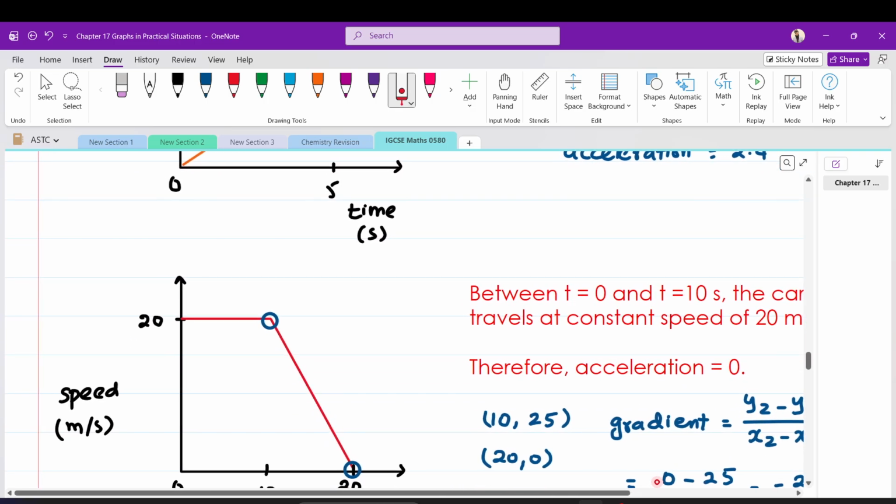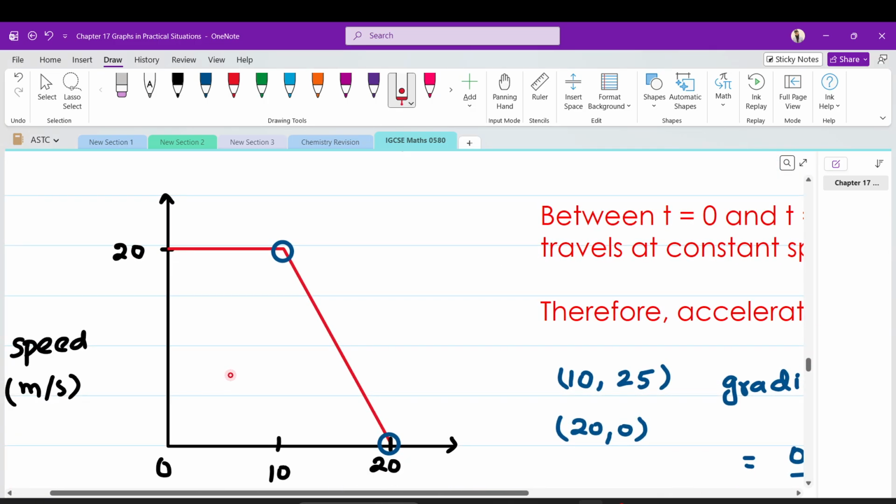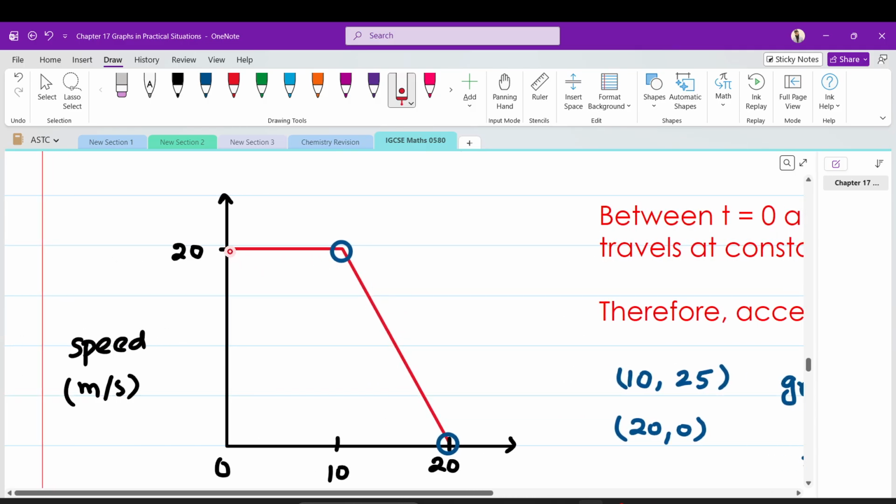Okay, let's work this out. Now here we have two shapes, we have a two part journey. So between t equals 0 and 10 seconds, the car is moving, or the object is moving at a constant speed of 20 meters per second, because this is a horizontal line. After that, the car moves from 20 meters per second all the way until it comes to rest, because now the speed becomes zero. So what happens? It has decelerated.